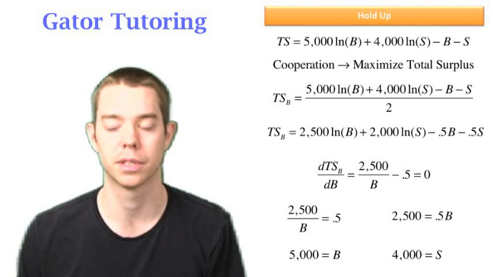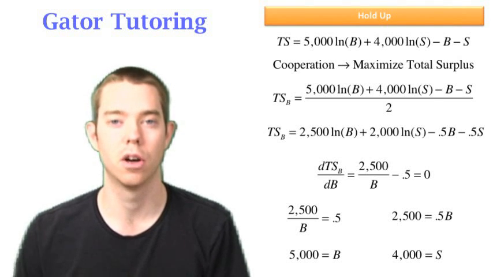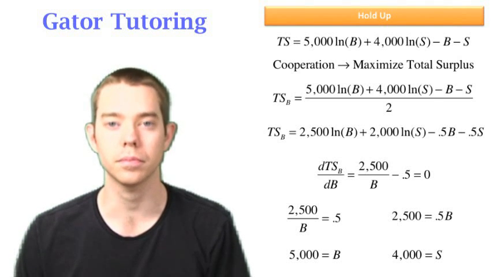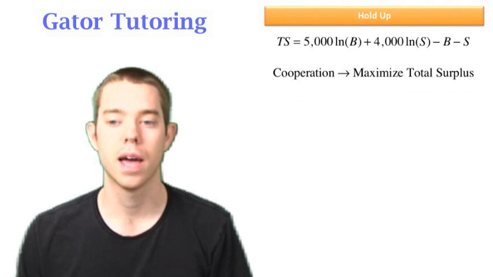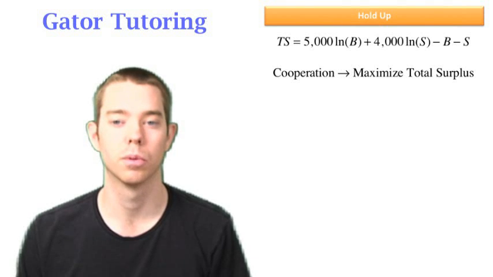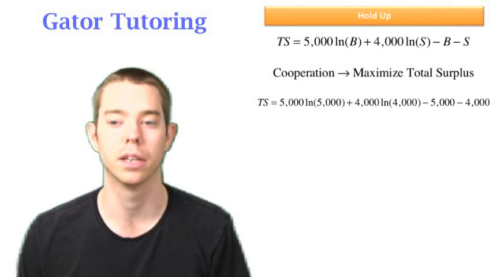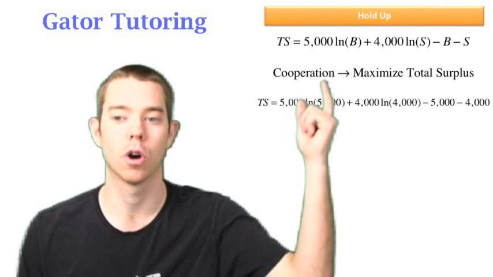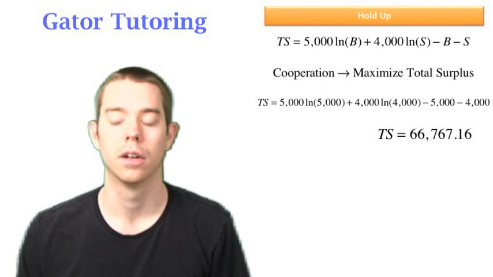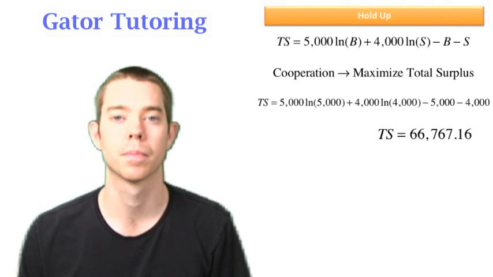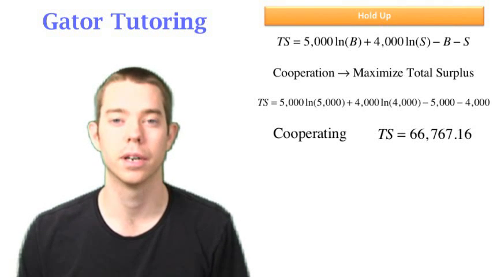So I'm just going to skip some steps and not do that derivative, but I know that S is going to be equal to 4,000. If you're not comfortable with that, go ahead and work it out, but it will work out like that. So now that we have that with cooperation, let's look at what total surplus is. We need to go back and plug 5,000 and 4,000 into our original total surplus line. And we solve, in this case, to be 66,767.16. So again, this is when they're cooperating.